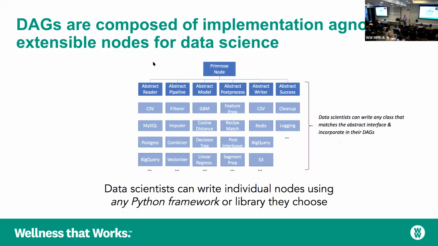And the DAGs are composed of implementation agnostic nodes. So what we've done is we've tried to abstract concepts that we were seeing a lot. We have an abstract reader, pipeline, model, post-process, writer, and success as a concept. But this is totally extendable. You could add more of these abstract classes if you want. It's just that all of them need to inherit from the node structure so that they know that they can be run in this graph. And then we're able to build implementations of each of these readers and pipelines that fit our needs.